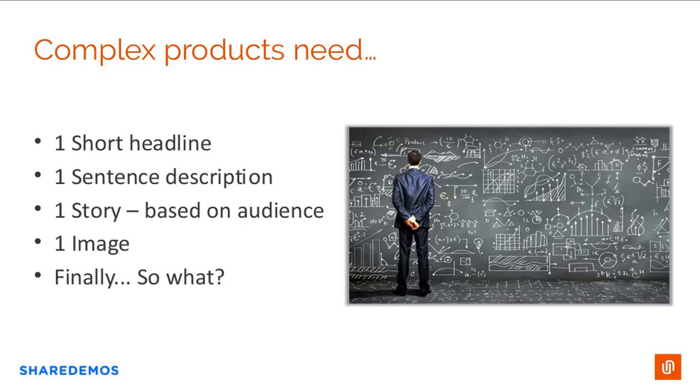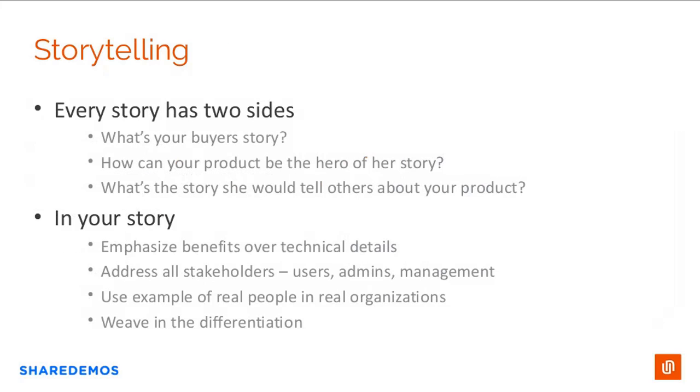It could be a dashboard, a data model, a workflow, or some sort of image which helps the customer visualize what this product is about. And then finally, a complex product needs to answer the question, okay, so what? If this is what your product is, this is what it does, this is the story, this is what I can imagine, now, so what? Why should I care about it? So I think being able to define these elements is the starting point to communicating complex products.